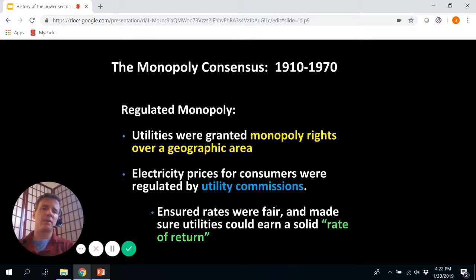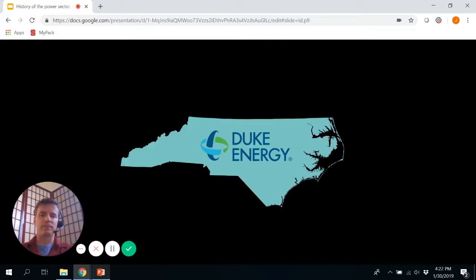So this became the monopoly consensus from 1910 to about 1970. Electric power utilities operated as what we would call regulated monopolies. Utilities were granted monopoly rights over geographical areas. Electricity prices for consumers were regulated by utility commissions. These were part of state government, and their job was to ensure that the rates charged by the monopoly utilities were fair, but they also made sure that the utilities could earn a profit or a solid, predictable rate of return. And this is the model that we still have today in North Carolina. Duke Energy is a regulated monopoly.